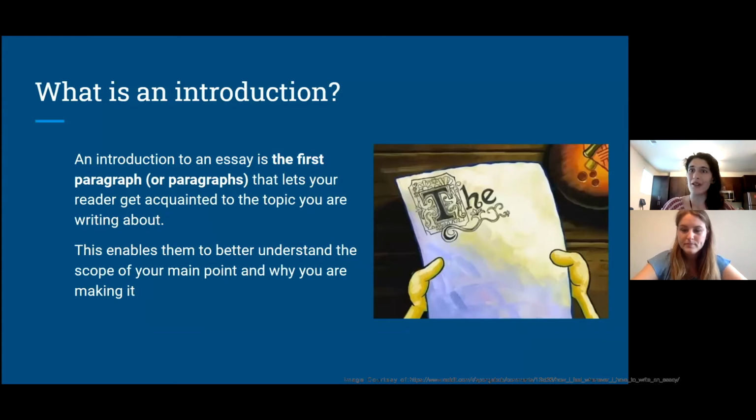So to start, first we have to ask what an introduction even is. An introduction to an essay is the first paragraph or paragraphs that lets your reader get acquainted to the topic you are writing about. The point of the introduction is that it enables your reader to better understand the scope of your main point and why you're making it.